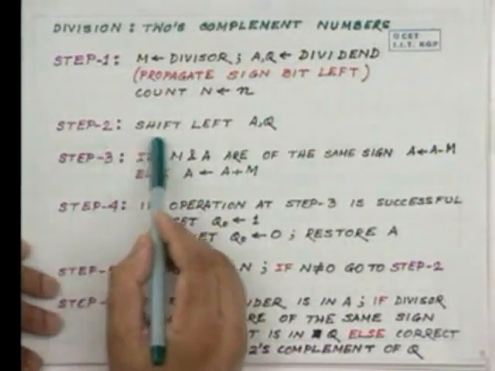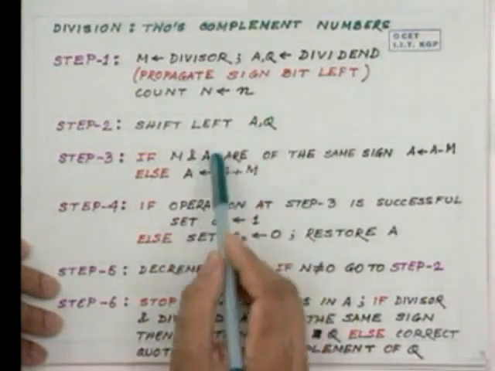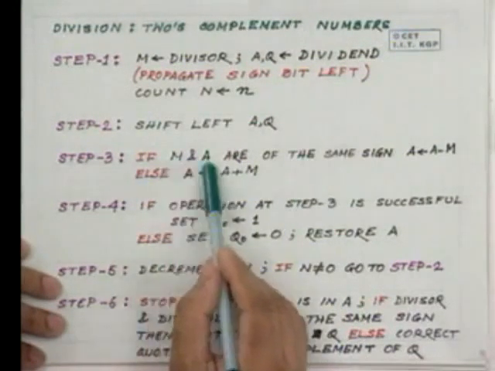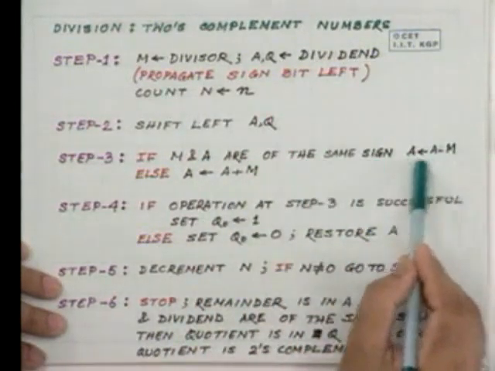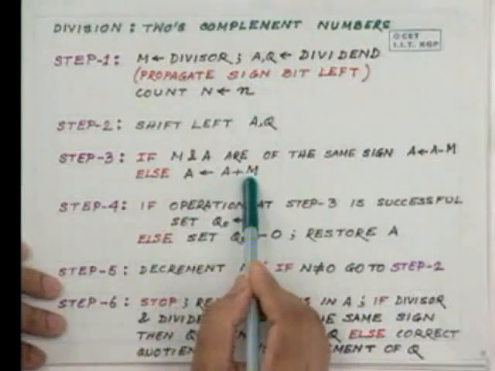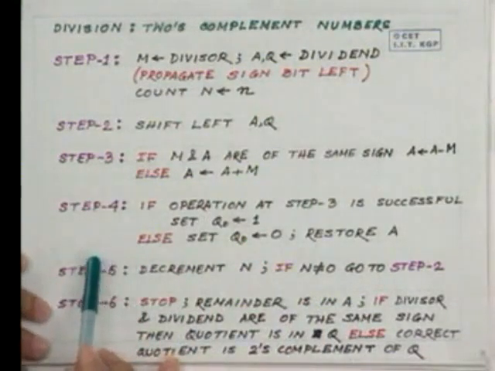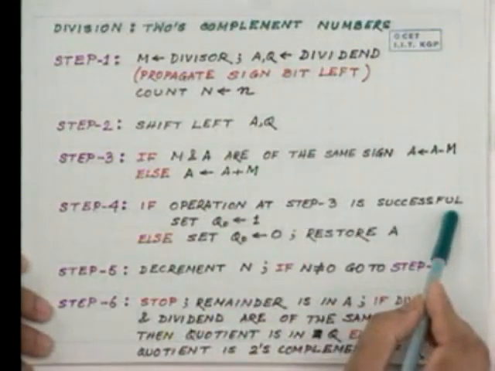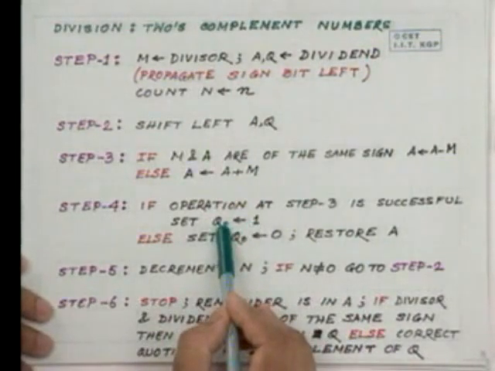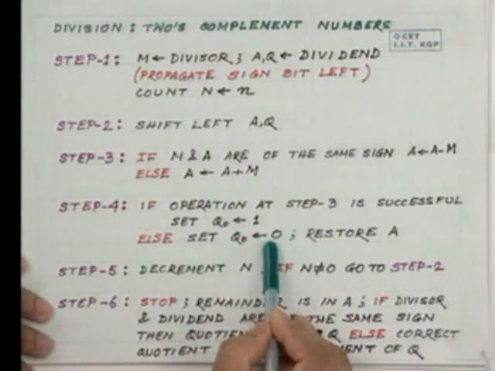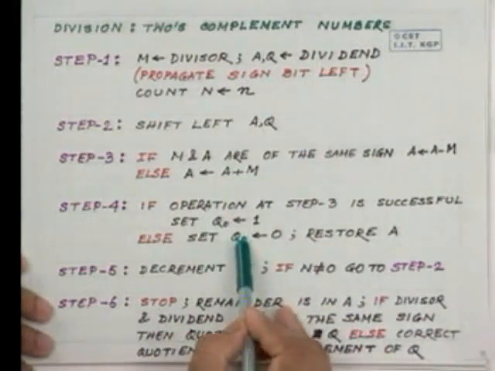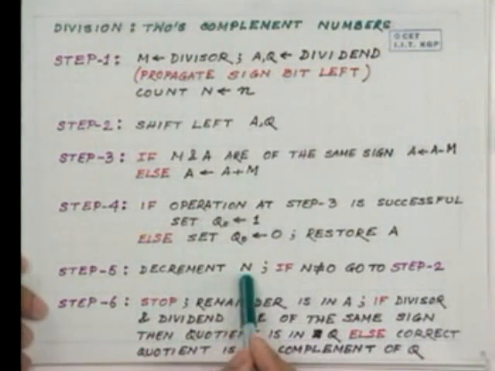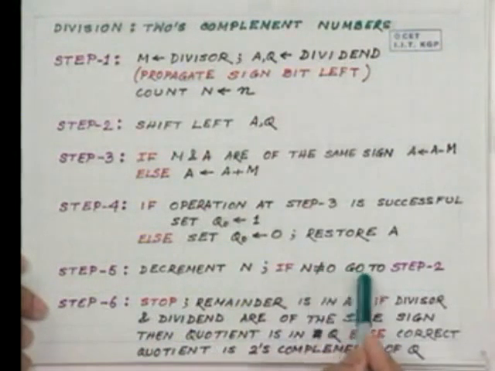Then in step 2, we shift left A and Q together. Now, if we find that M and A are of the same sign, then we subtract. Otherwise, we add. This is our step 3. Step 4 is, if the operation at step 3 is successful, we set Q0 to 1, else we set Q0 to 0 and restore A. Here, if the operation is unsuccessful, we restore A. Once we decrement N, if we find it is non-zero, we go to step 2.